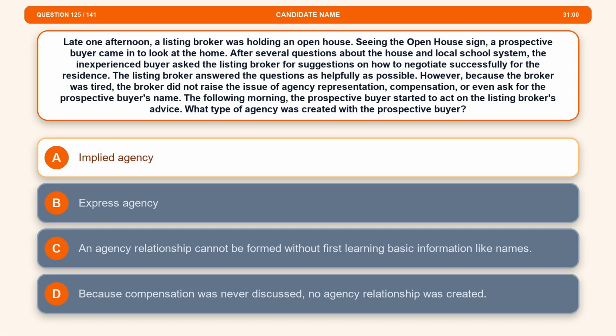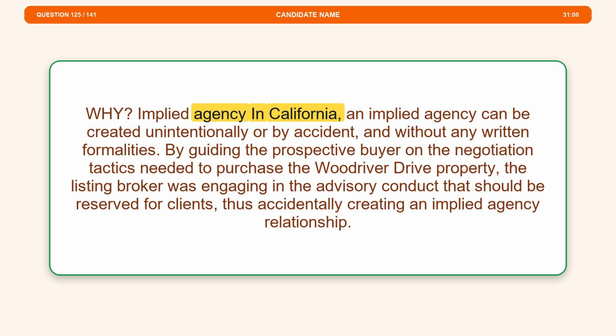The correct answer is option A. Implied agency. In California, an implied agency can be created unintentionally or by accident and without any written formalities. By guiding the prospective buyer on the negotiation tactics needed to purchase the Wood River Drive property, the listing broker was engaging in the advisory conduct that should be reserved for clients, thus accidentally creating an implied agency relationship.